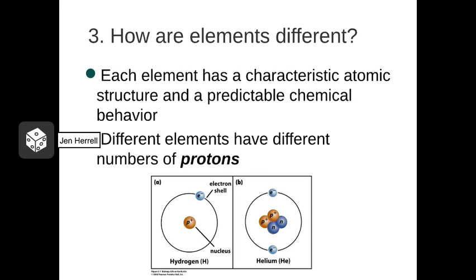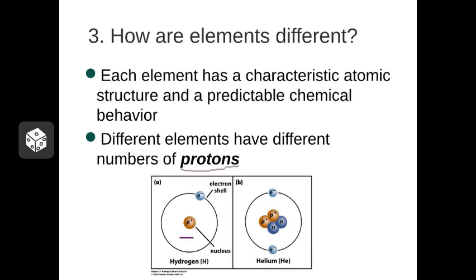Next, we're going to discuss what makes the different atoms of different elements different from one another. Well, of course, different atoms have different numbers and arrangements of subatomic particles. But which one's really important in defining an element? Well, it turns out that it's the protons that are the most important. We define a specific type of element based on the number of protons that it has.